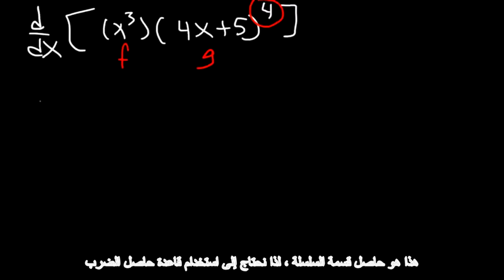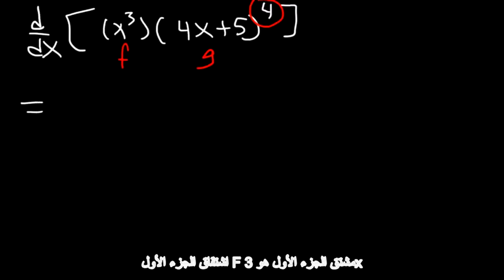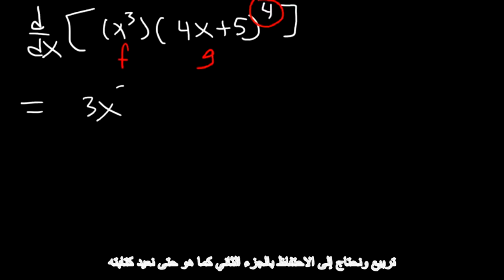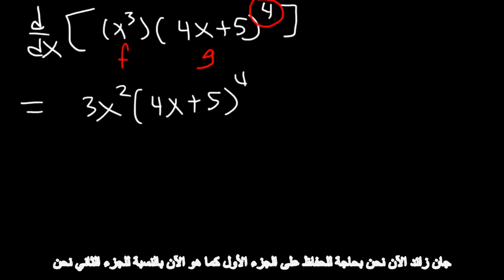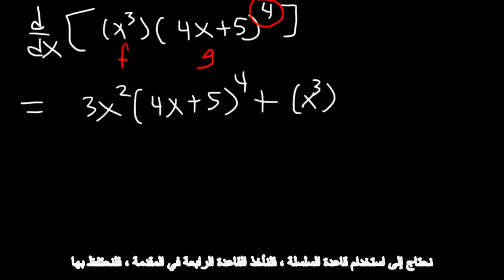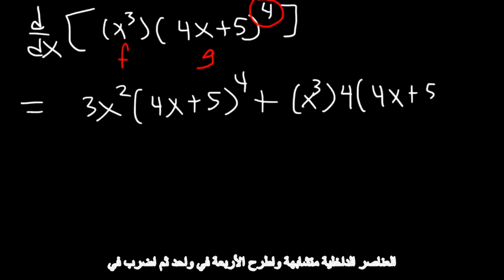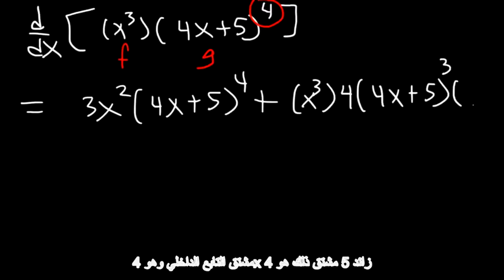So using the product rule, we need to differentiate the first part, f. The derivative of the first part is 3x squared, and we need to keep the second part the same. So we just have to rewrite g. Plus, now we need to keep the first part the same. Now for the second part, we need to use the chain rule. So let's bring the 4 to the front. Let's keep the inside stuff the same, and subtract the 4 by 1. Then multiply by the derivative of the inside function, which is 4x plus 5. The derivative of that is 4.